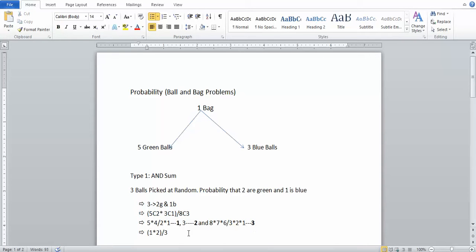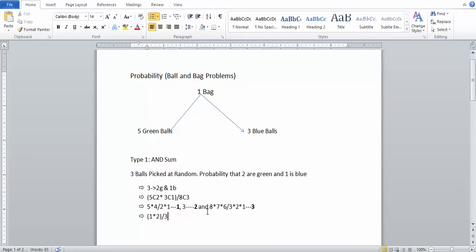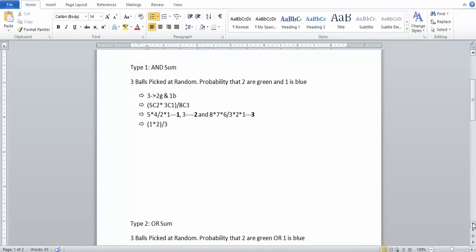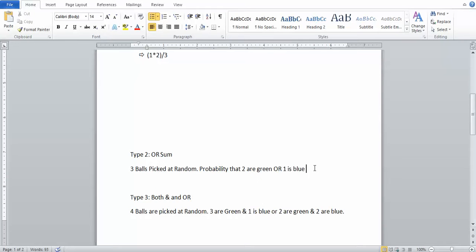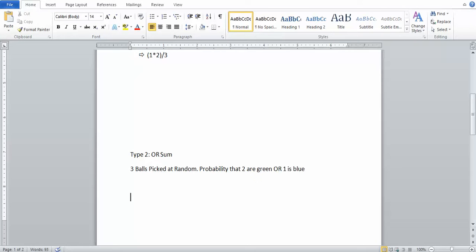When you solve this, you will get an answer. We'll go for the second type, that is OR sum. Question I have already written. We need to take 3 balls at random, probability that 2 are green or 1 is blue. OR means we need to go for addition. The same thing what we followed in the previous type. 2 green ball or 1 blue ball.